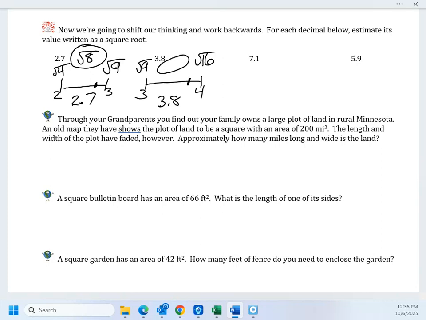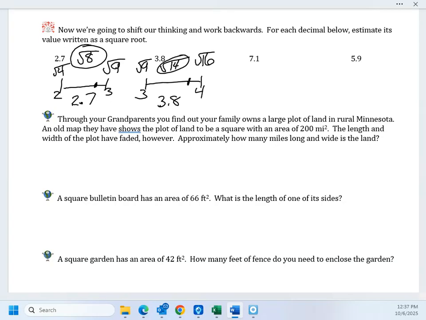What is my possible square root? What do you think, Gavin? 14. Maybe 14, because we know 3.8 is on the top half, so our number needs to be closer to 16. Okay, you're going to do the next two on your own, that's 7.1 and 5.9. The same way, work it backwards from what we did on the front.